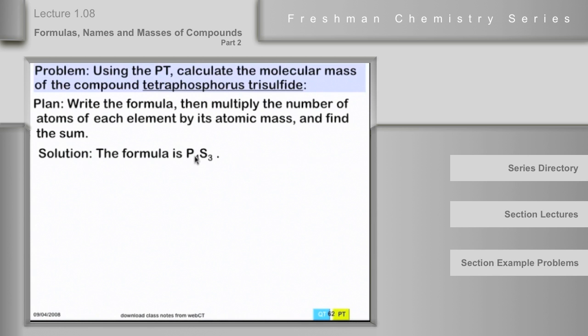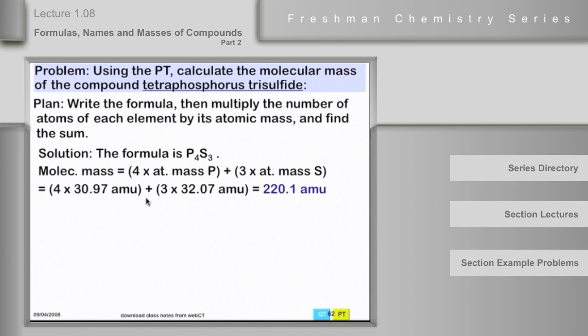So if we look at this compound, I said there were a lot of phosphorus sulfides. Here's one of them, tetraphosphorus trisulfide, P4S3. If I wanted to know the formula mass for this thing, I would take the atomic mass of phosphorus multiplied by 4 plus the atomic mass of sulfur multiplied by 3 and sum them. So here is the formula, here is the number, here is the result, 220.1 AMUs per formula.